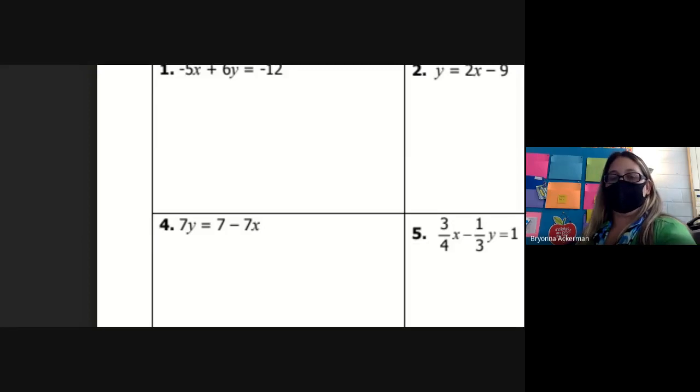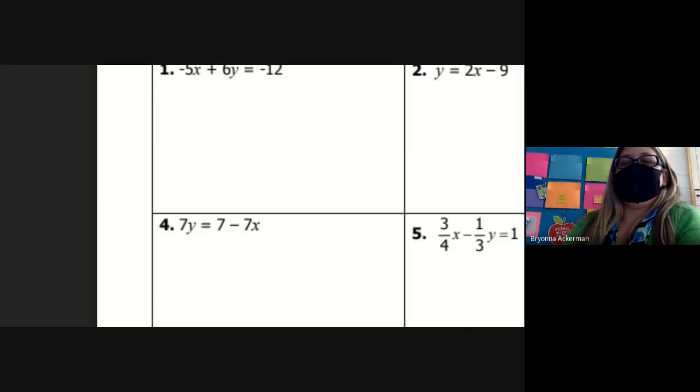Okay, so are the x and the y's on the same side? No. What do I need to do? Add 7x to the other side. Okay, so then I get 7x plus 7y equals 7. Is there a number that goes into 7, 7, and 7? 7, yeah. So I'll end up with x plus y equals 1. Okay. X plus y equals 1.